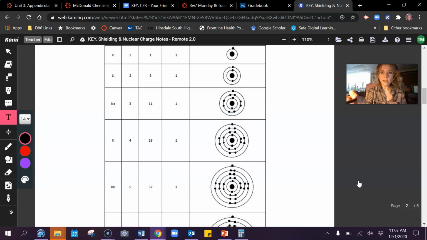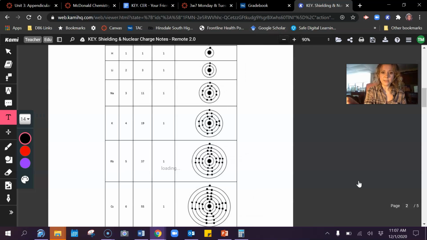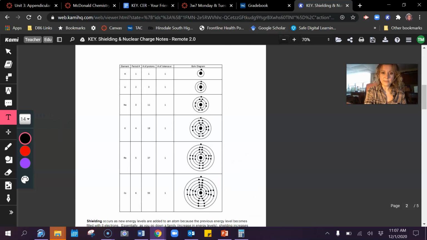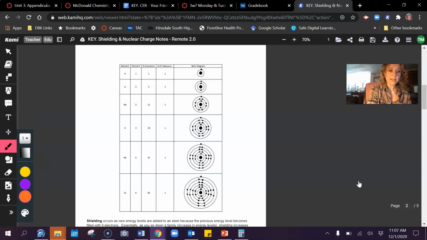And you'll see that I have some Bohr models of different elements pictured here. And the first element that I have at the top is hydrogen, and that's in period 1. And then it tells you the number of protons, the number of valence electrons, and then we have the Bohr diagram here all the way off to the right. So the elements that we're looking at are hydrogen, lithium, sodium, potassium, rubidium, and cesium. And there's even another element that's found at the very bottom of that column.